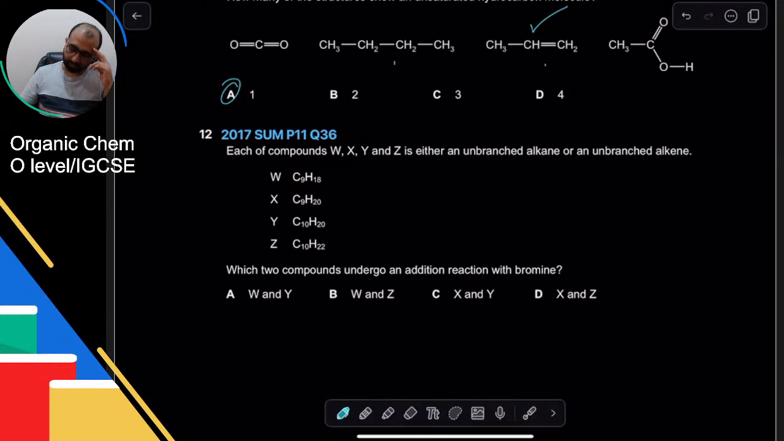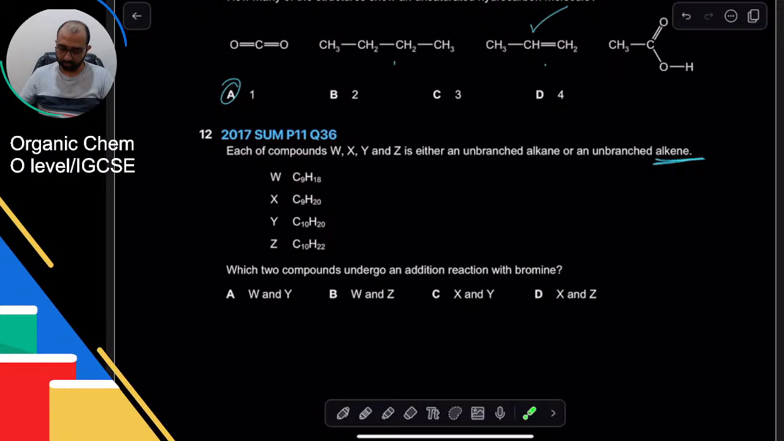Each compound W, X, Y, Z is either an unbranched alkane or branched alkane. So they could have isomers, but they are all alkenes. So all of them definitely have a double bond. Which compounds undergo an addition reaction with bromine? Okay, let's see.